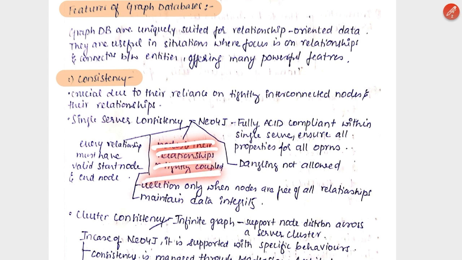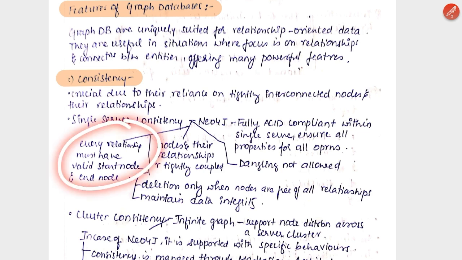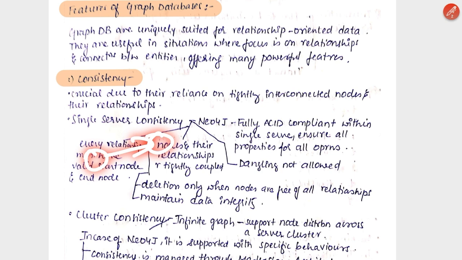Okay, tightly coupled means every relationship must have a valid start node and there has to be a valid end node. So relationships are never allowed to be in the dangling state. Okay, dangling state means suppose the start is there but then the end is not there. In such conditions it is not allowed here, it is not entertained here. So we are strictly telling that there has to be a start node, there has to be an end node, there is no chance for dangling nodes to appear.